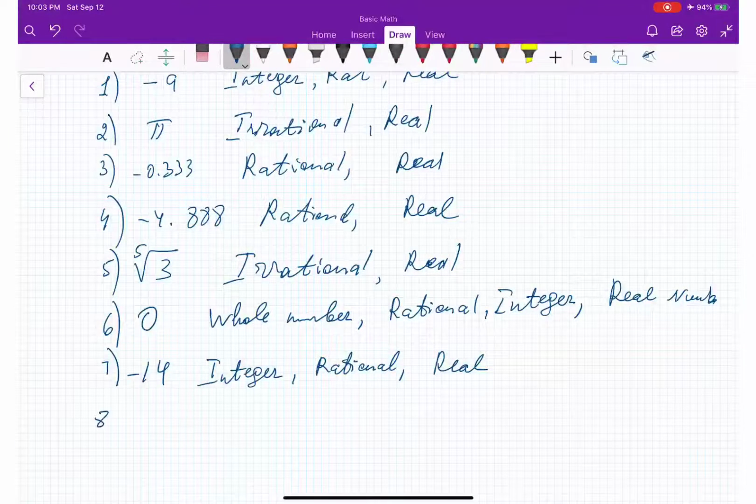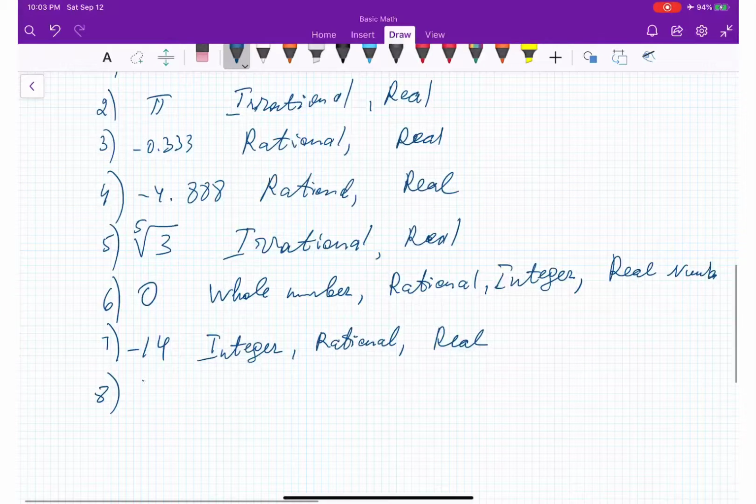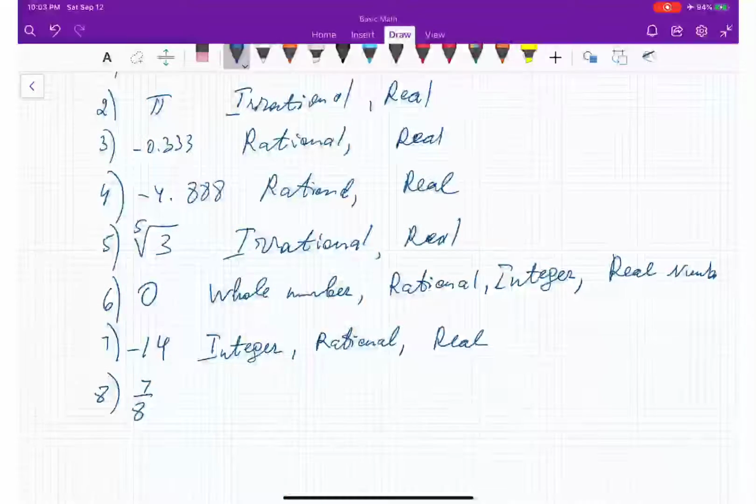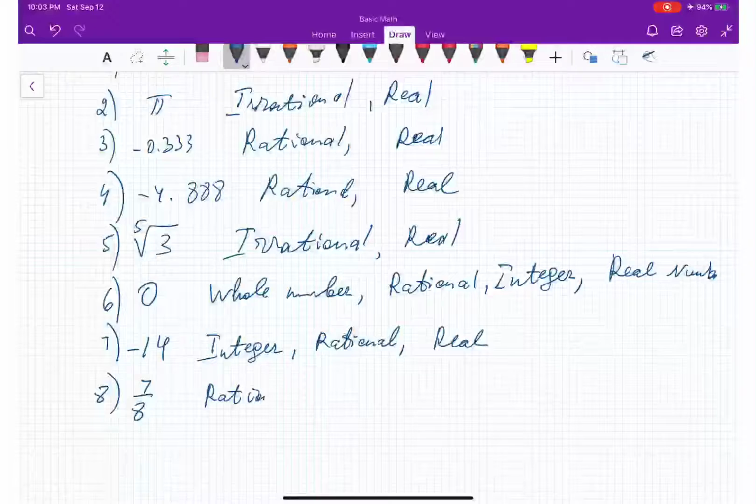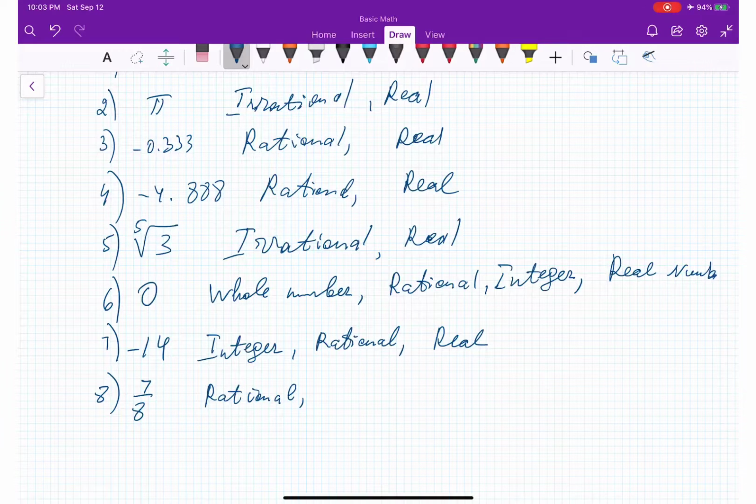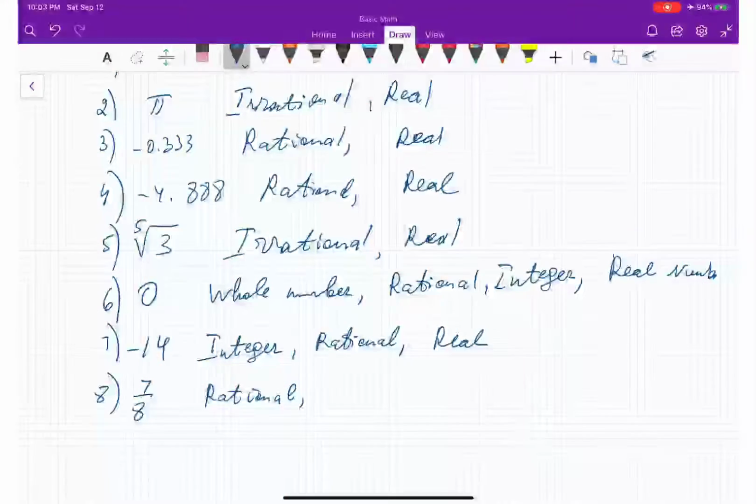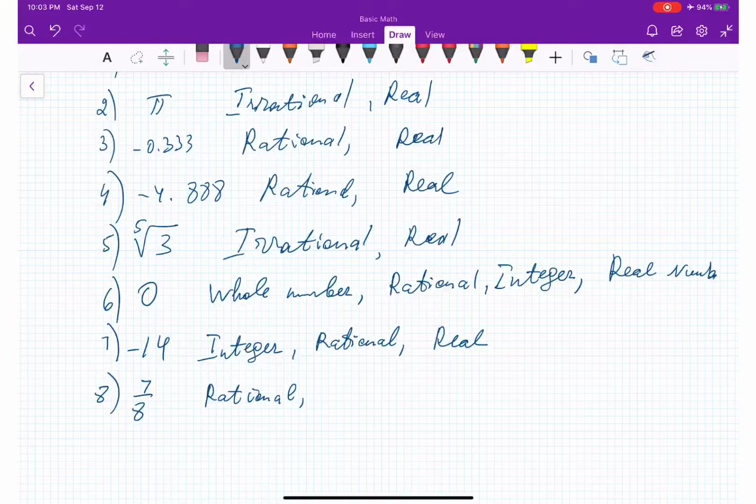Next, number 8, 7 over 8. Is it rational? Yes. It's not a whole number. It's not an irrational number because it doesn't have log or pi or e or square root or radical. It is not a natural number because it's not a whole number. And real numbers. That's all.